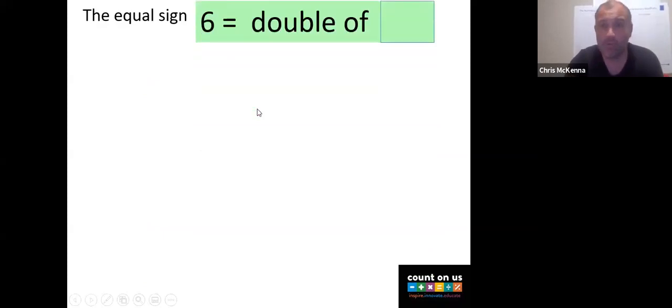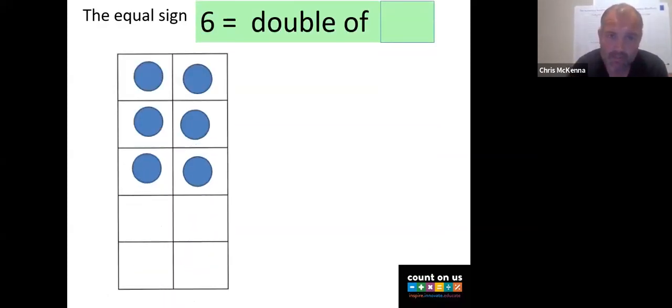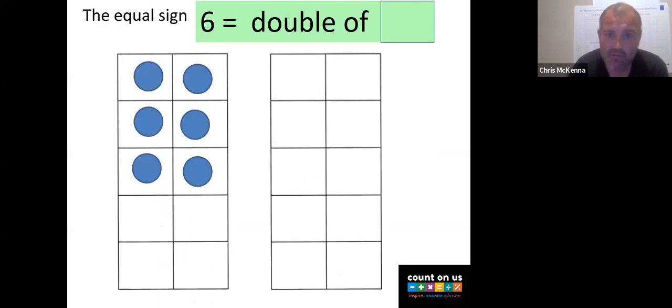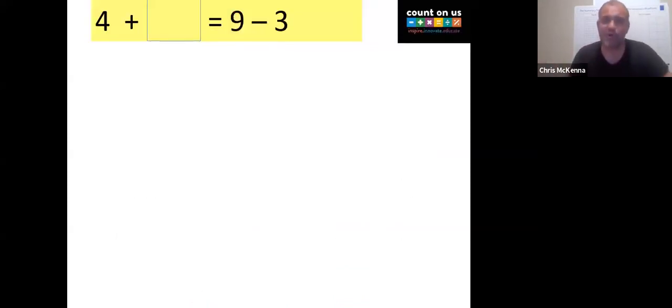6 is equal to double of something. Well, if I look at 6, what is that equal to the double of? It's equal to the double of 3. Did you get that right? I hope so.